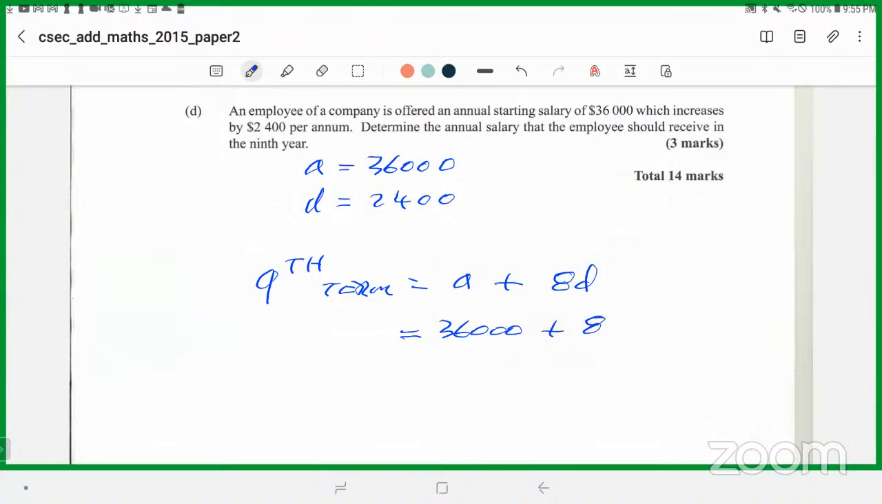So it becomes 36,000 plus 8 times 2,400, which is $55,200.